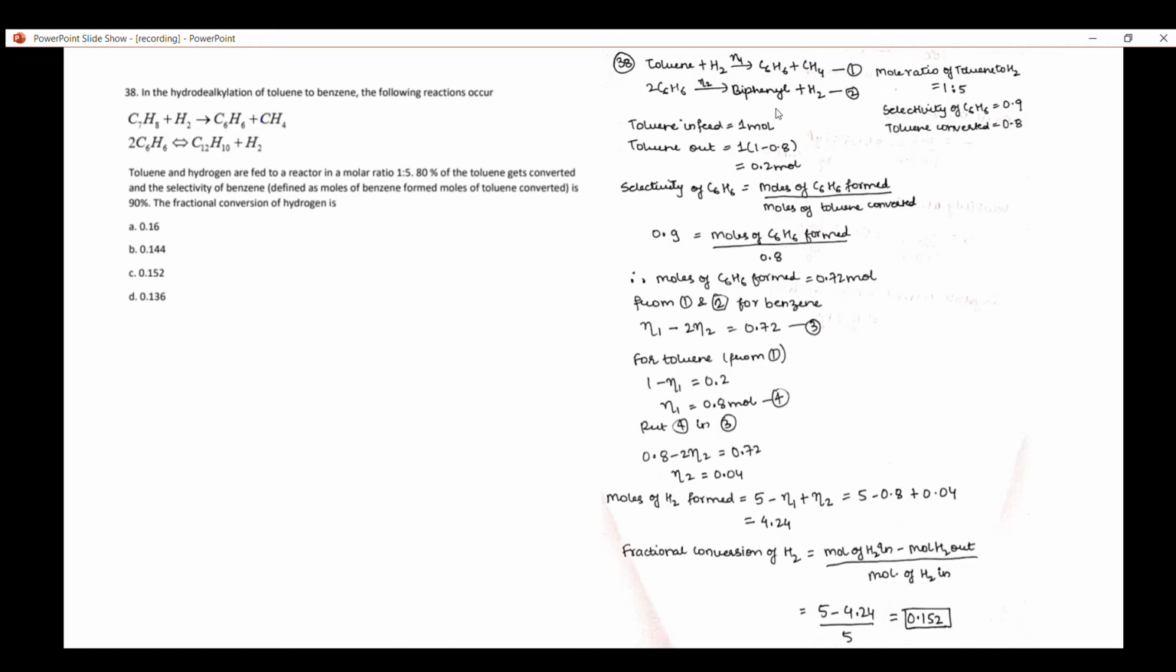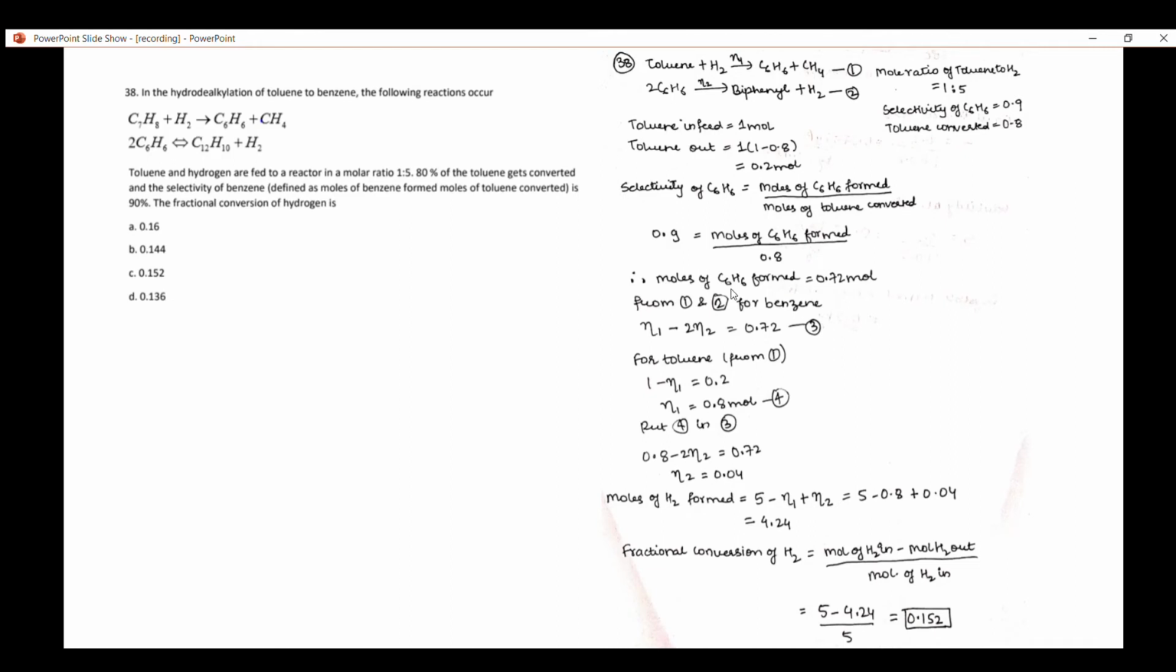So toluene in the feed is 1 mole. It is already given. Toluene out would be 1 minus whatever the toluene is converted, which is 0.8, and we'll be left with 0.2 moles of toluene. We know that selectivity of benzene is moles of benzene formed upon moles of toluene converted. We can easily tell the moles of benzene formed, which is 0.72 moles.